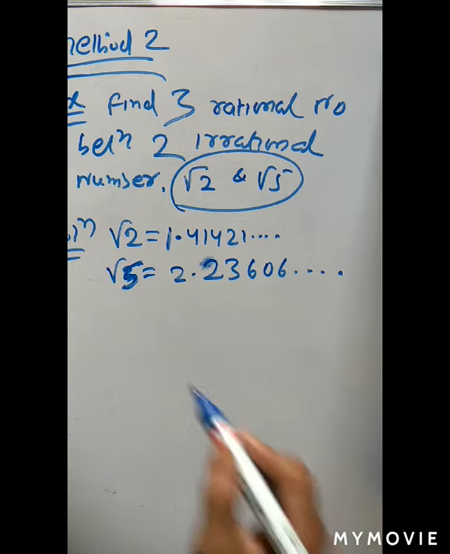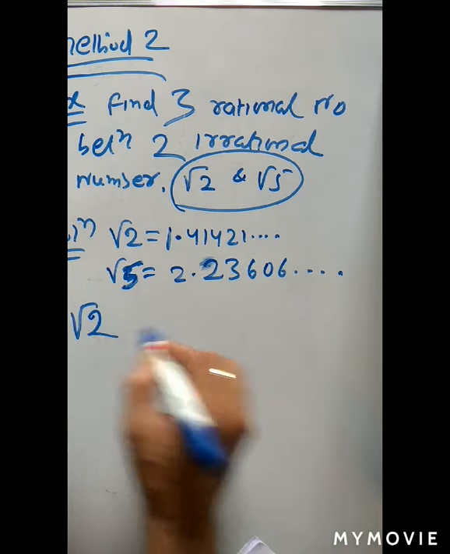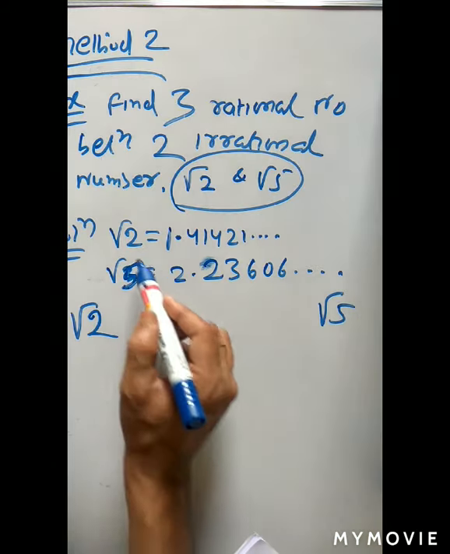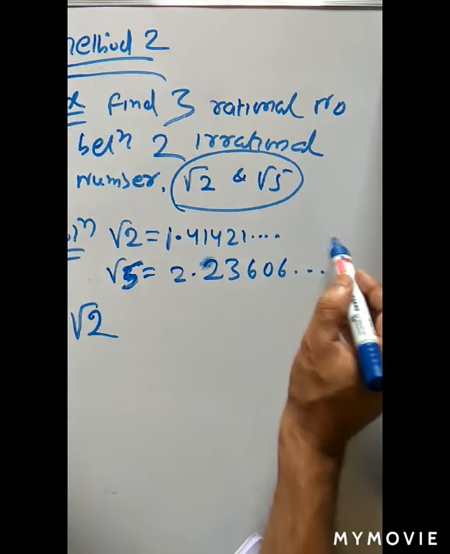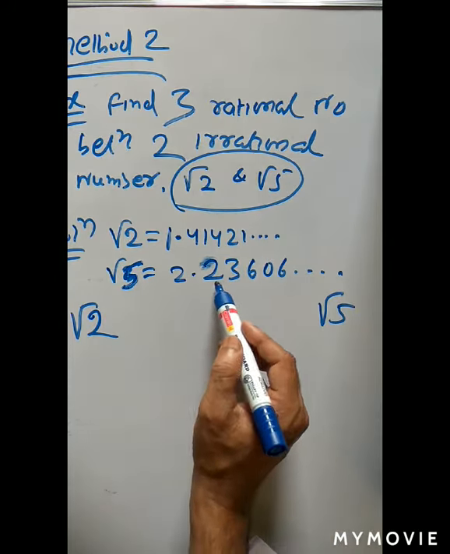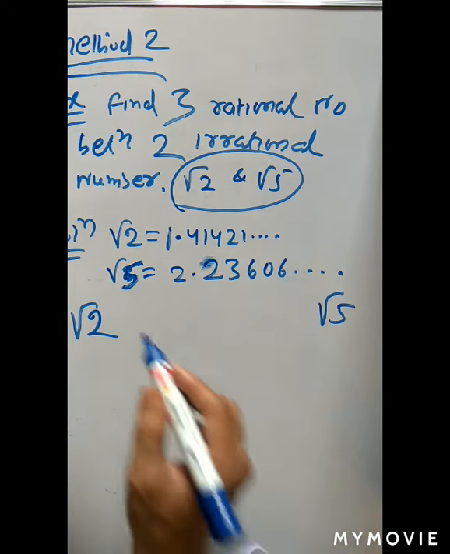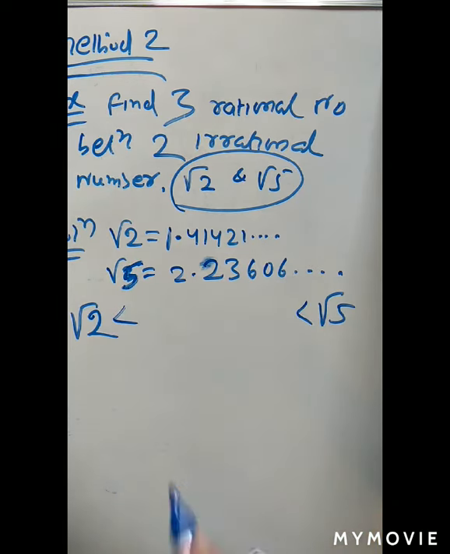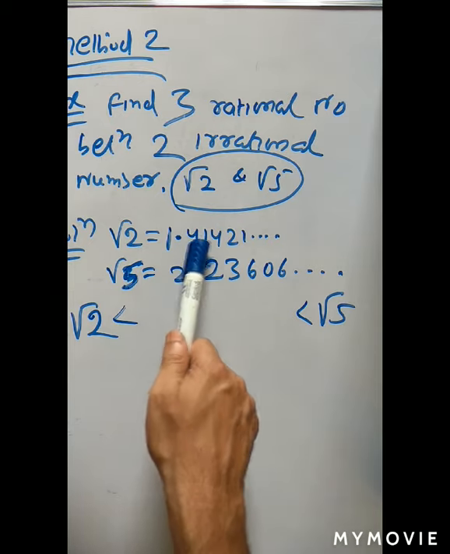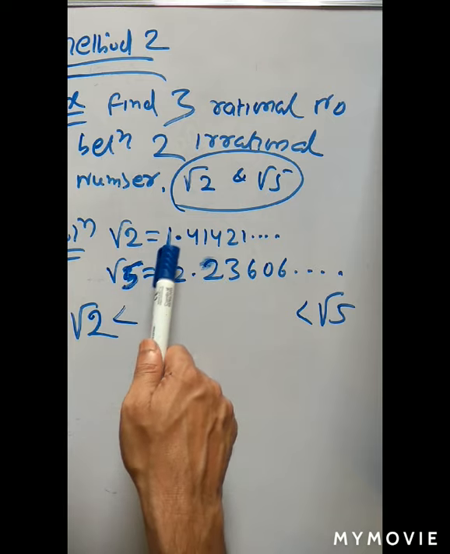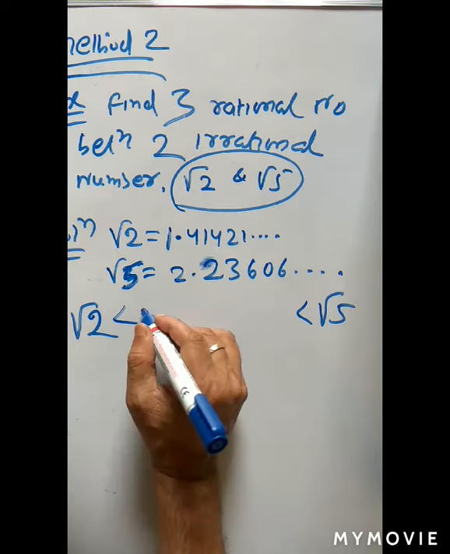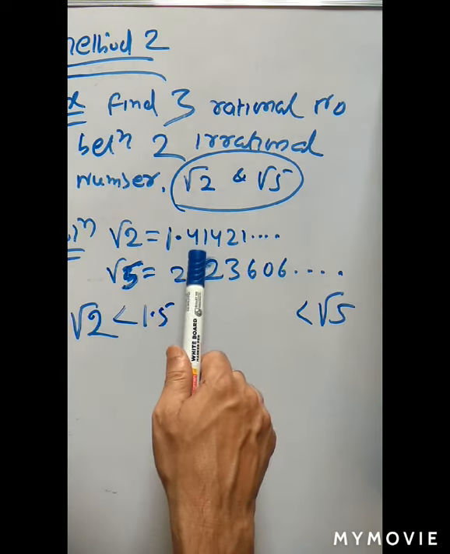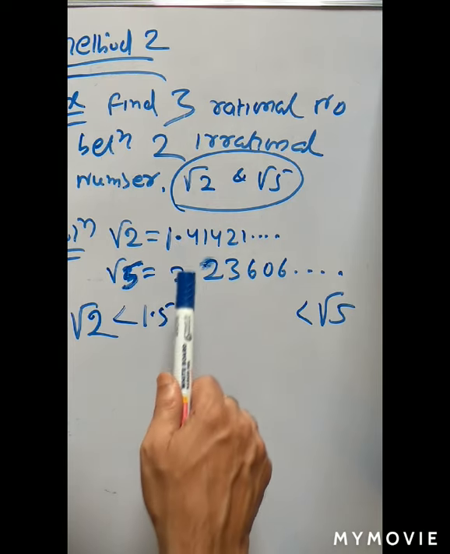So what is the conclusion? Suppose this is my irrational number root 2, this is my irrational number root 5. The value of root 2 is 1.414, continuing. Root 5 is 2.236, continuing. Now in between root 2 and root 5 I have to find 3 rational numbers. So you see here it is 1.4, here it is 2.2. In between 1.4 and 2.2 there are so many rational numbers. So let us take the number 1.5. You see 1.5 is lying between 1.4 and 2.2.